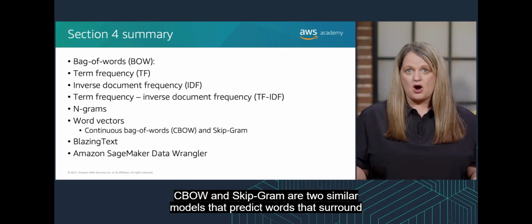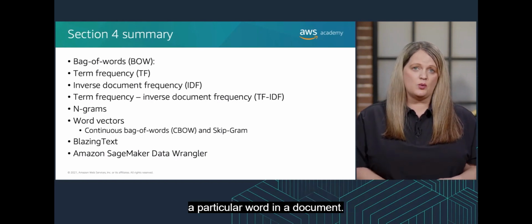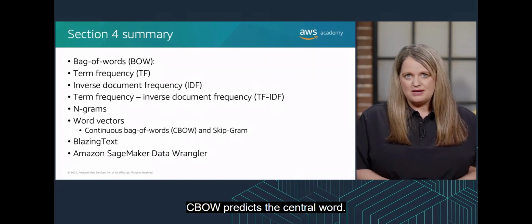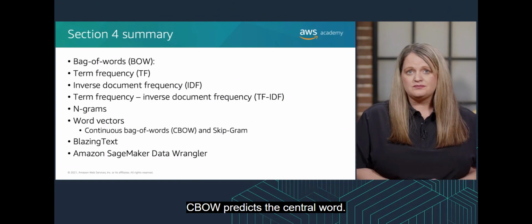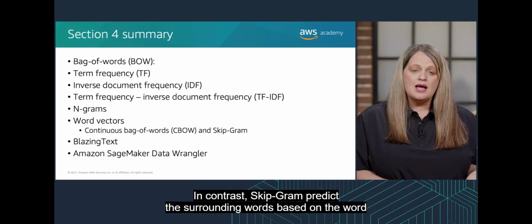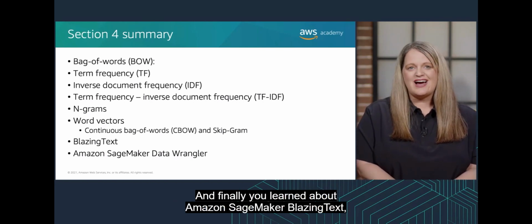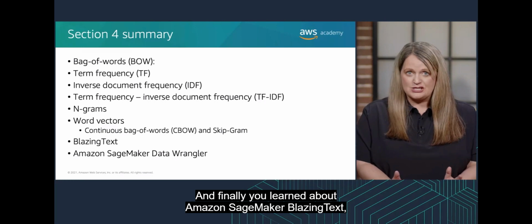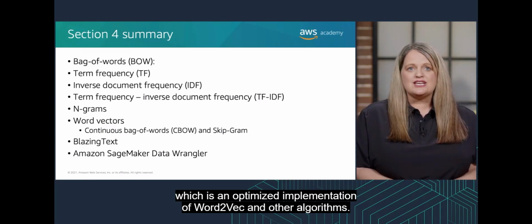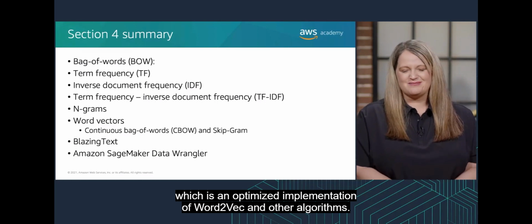CBOW and skipgram are two similar models that predict words that surround a particular word in a document. CBOW predicts the central word. In contrast, skipgrams predict the surrounding words based on the word that's in the center of a group of words. And finally, you learned about Amazon SageMaker Blazing Text, which is an optimized implementation of Word2Vec and other algorithms.